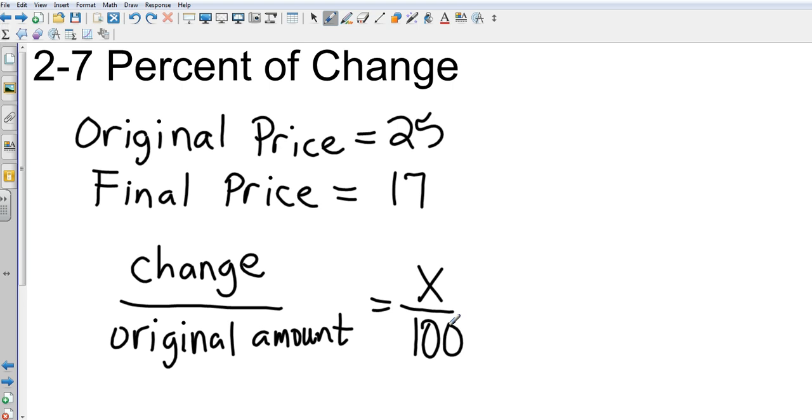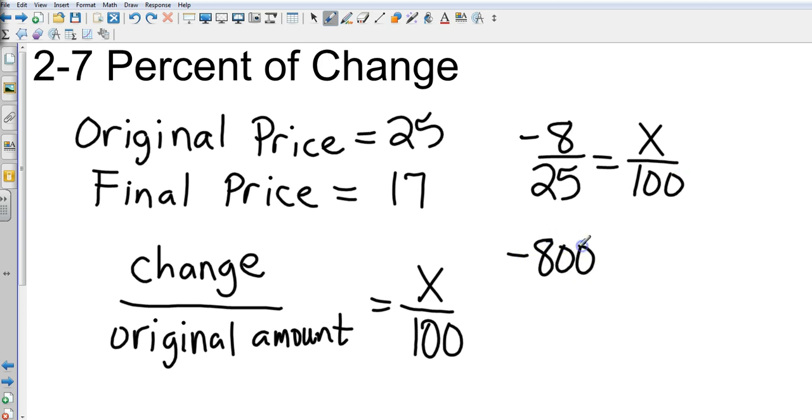So the actual change is going to be 25 minus 17. So that's going to give us 8. And because it is a decrease, okay, we can put it as negative 8. It's gone down $8. Out of the original price, which is $25, equals x over 100. So we're going to take negative 8 times 100, giving us negative 800 equals 25x. And then that's a one-step algebra problem. We divide by 25, divide by 25.